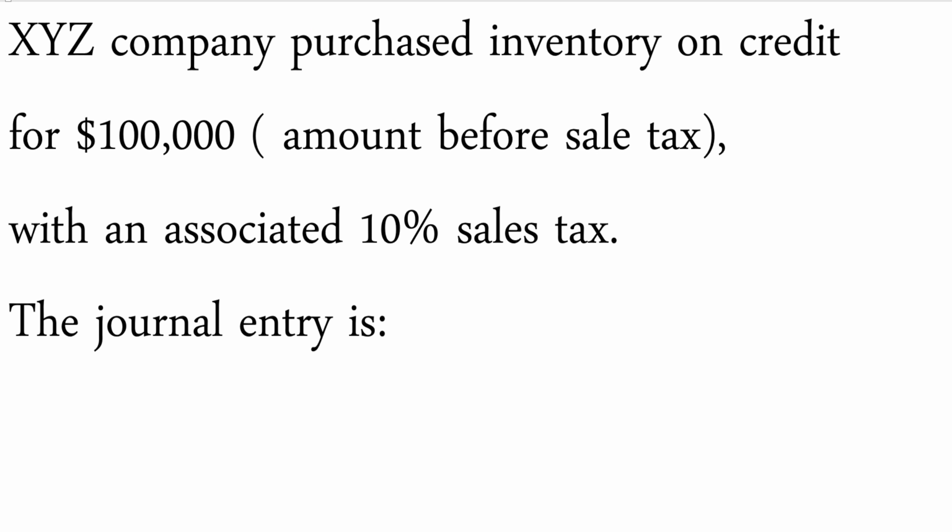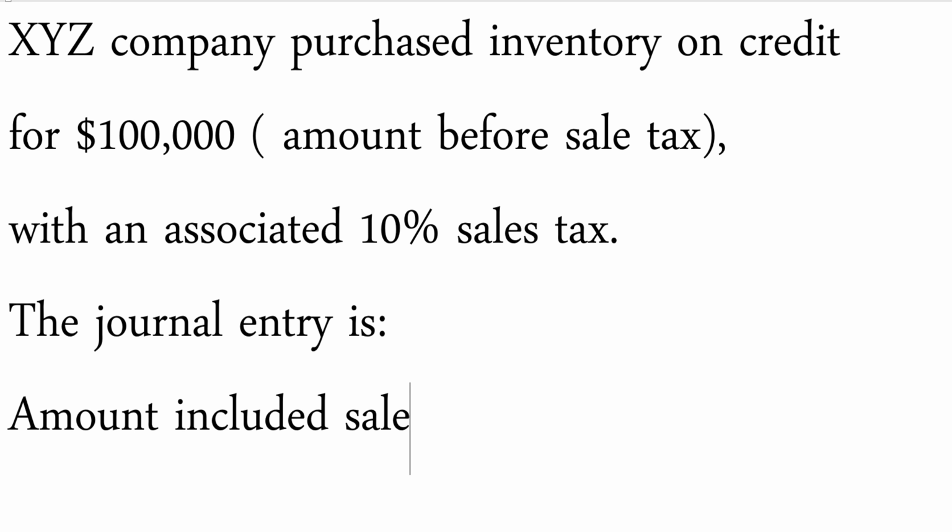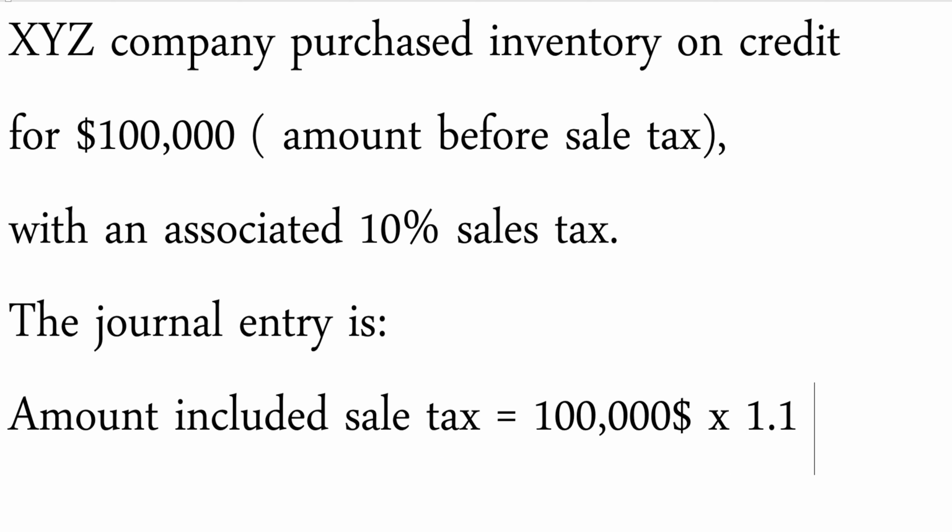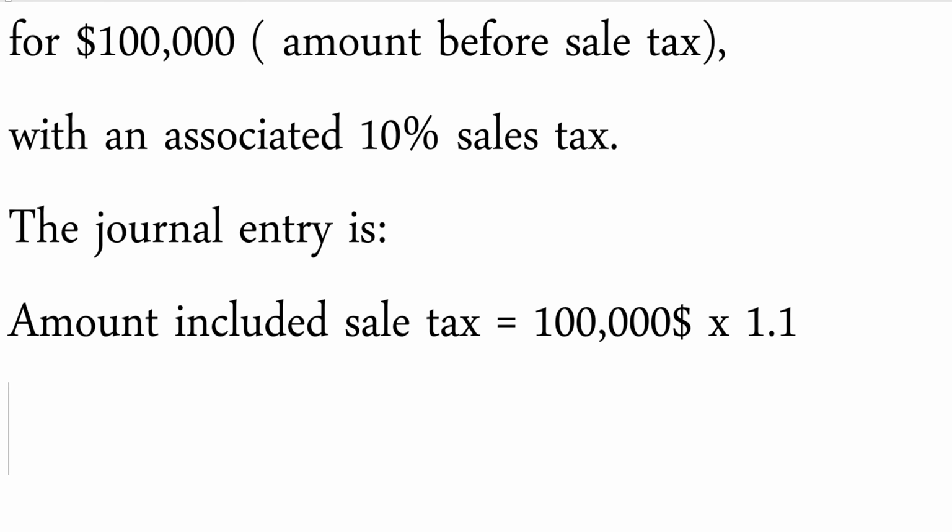Before we record, we need to find the amount including sales tax. 100,000 multiplied by 1.1, because the tax rate is 10%. So that is 1.1. If the sales tax rate is 20%, then multiplied by 1.2, equal to 110,000.